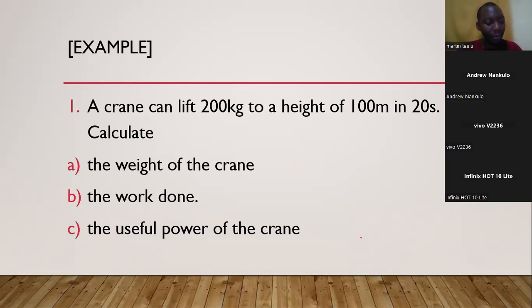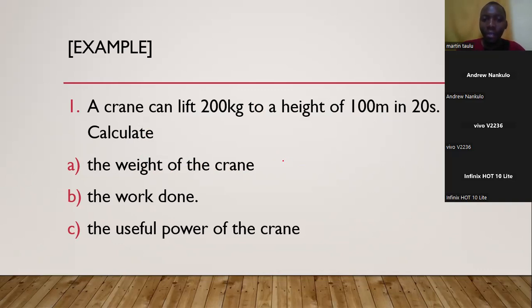Here's an example on how you can do these calculations for work, energy, and power. A crane can lift 200 kg to a height of 100 meters in 20 seconds. Let's do this example together, and then I'll give you some work thereafter. The first question says, calculate the weight of the crane.